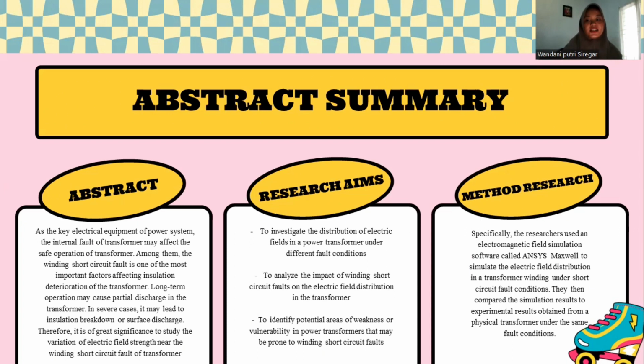Research method. Specifically, the research uses an electromagnetic field simulation software called Ansys Maxwell to simulate the electric field distribution in a transformer winding under short circuit fault conditions. They then compared the simulation results to experimental results obtained from a physical transformer under the same fault condition.